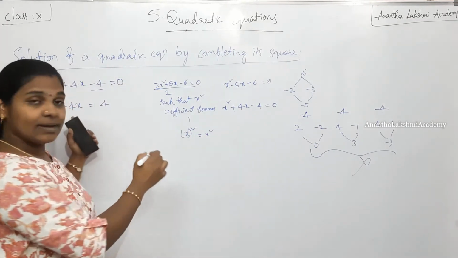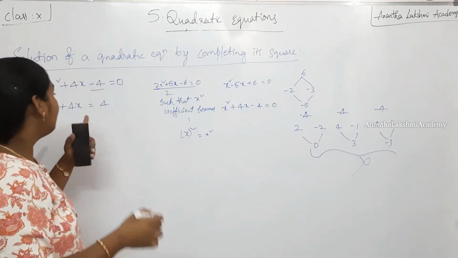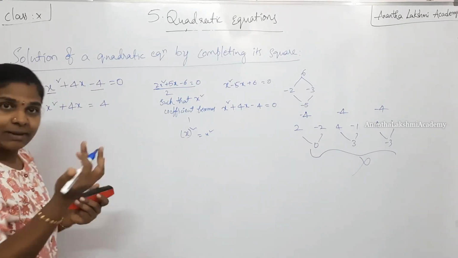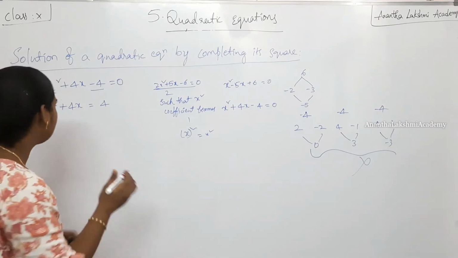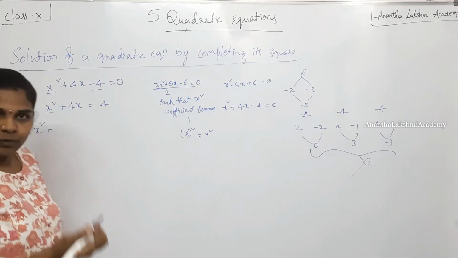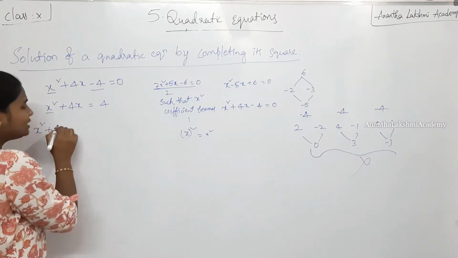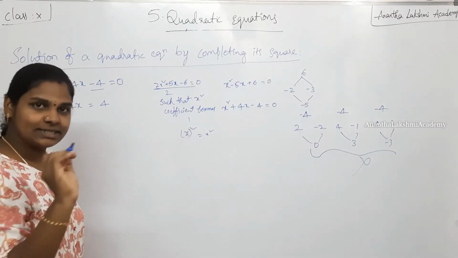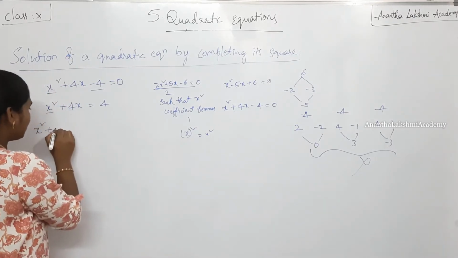But in order to get something like x square plus 4x, we need to write this in the form of a plus b whole square. How do I write it? Here we have x square. Now I am going to write it as, what is the formula of a plus b whole square? a square plus 2ab plus b square. So I am going to write it as 2.